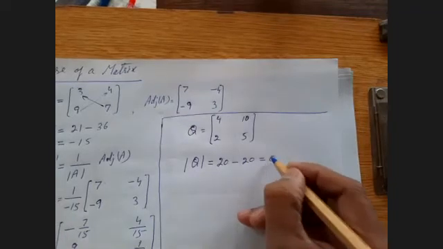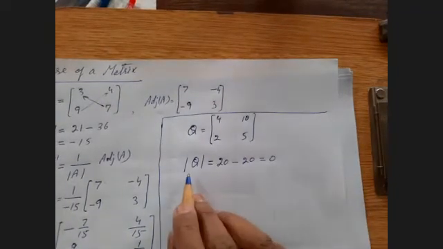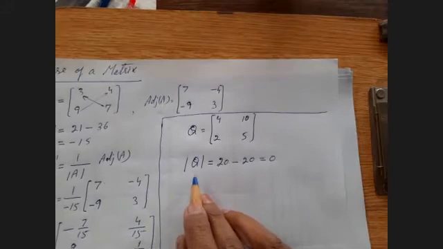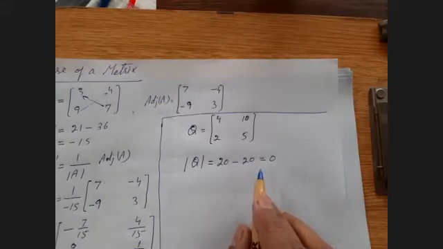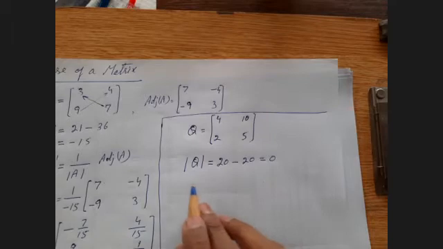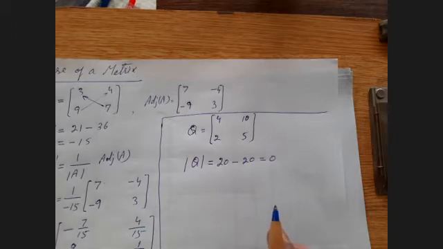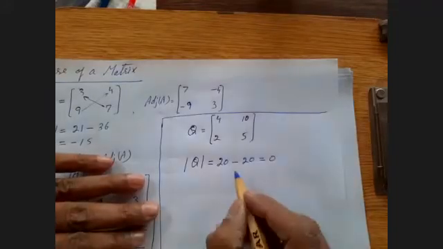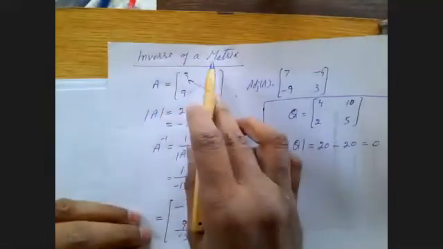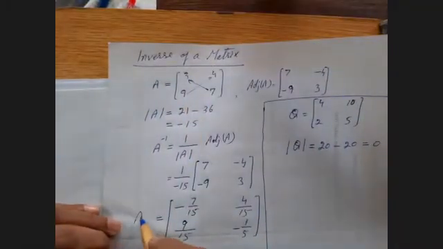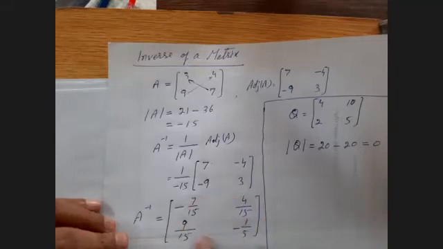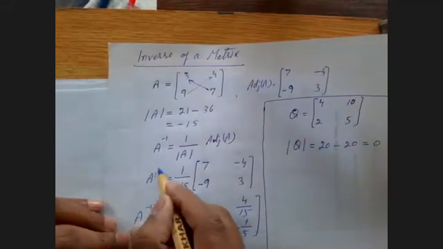Result is 0. Here you can see that the determinant of the matrix is equal to 0. Now whenever the determinant of the matrix is 0, then its inverse does not exist. Remember this. Its inverse does not exist. In the first case, I got the inverse of the matrix, A inverse. A inverse is this matrix.